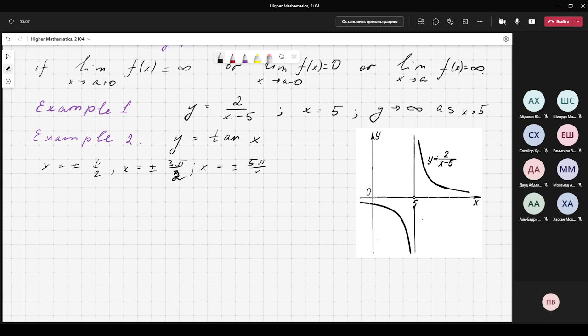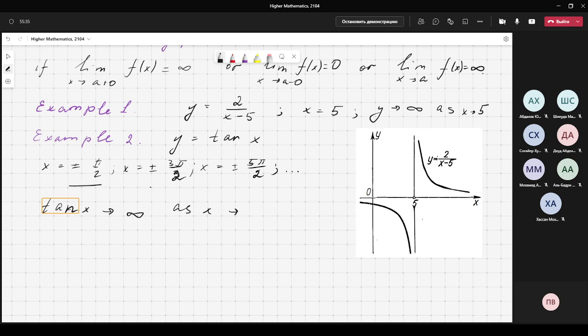And so on. This follows from the fact that tangent of x approaches infinity as x approaches the values plus or minus pi over 2, plus or minus 3 pi over 2, etc.